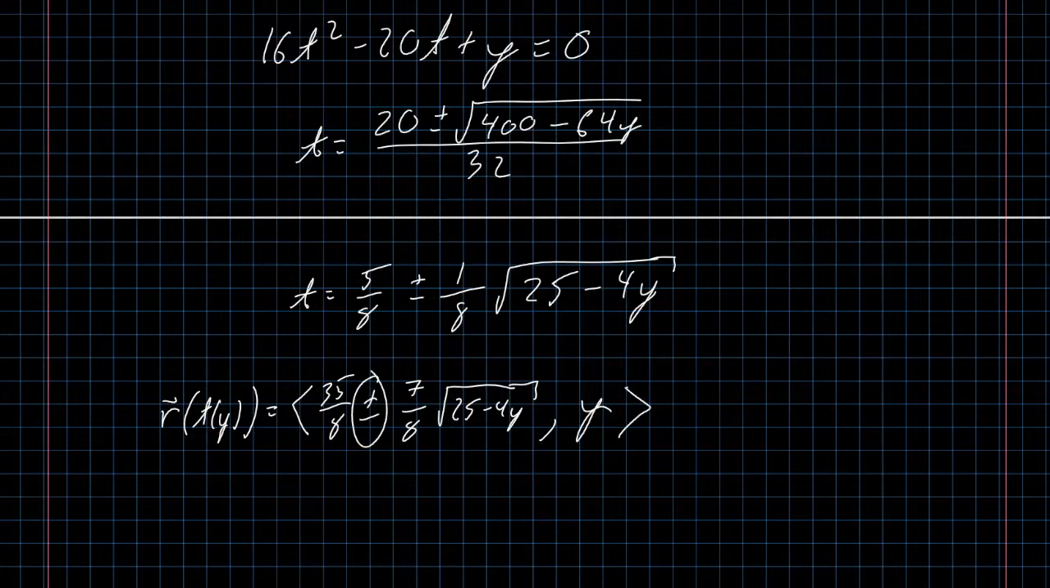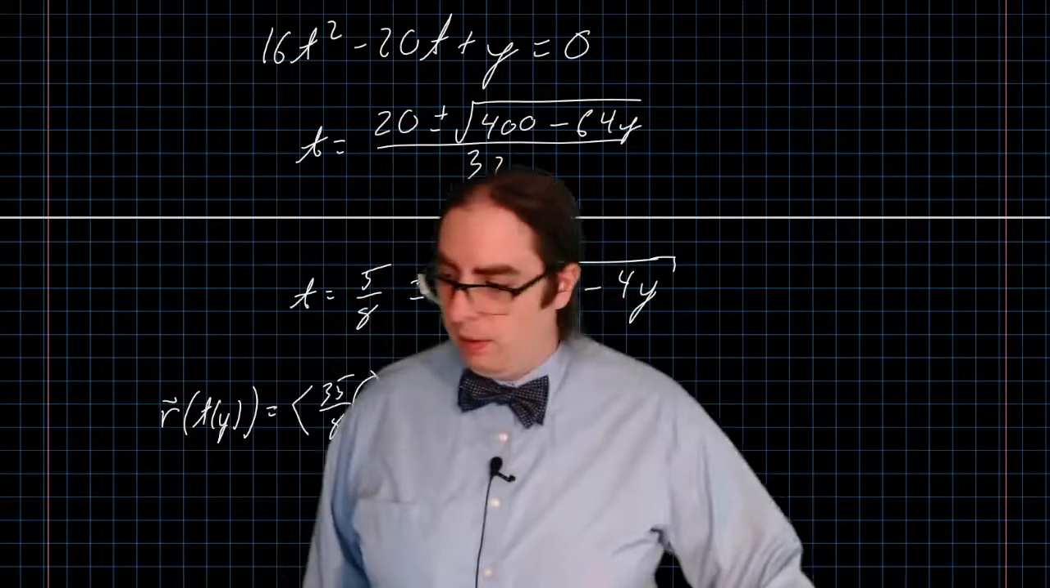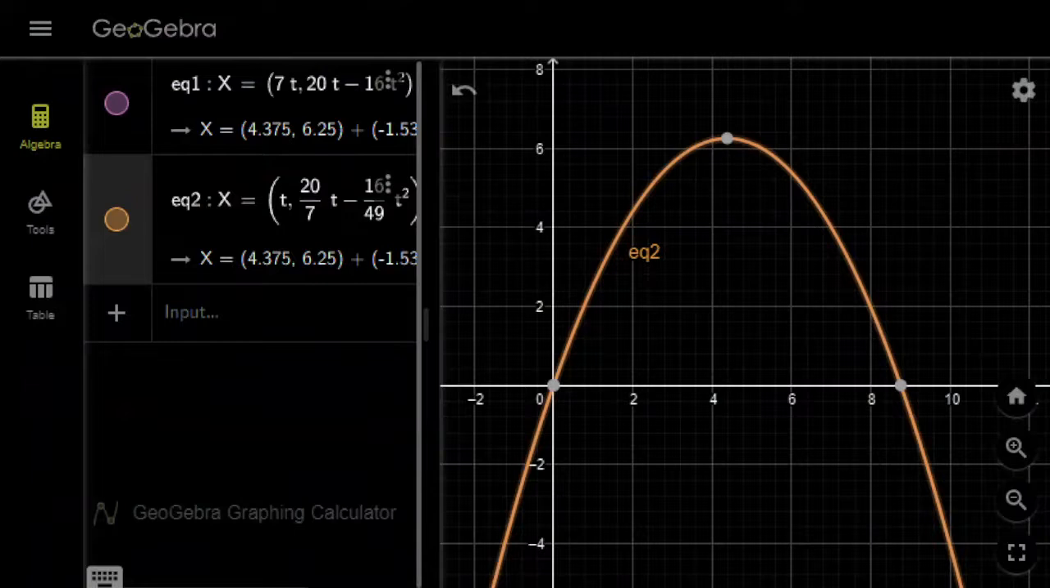Right? But here we have a problem. This is not a function. We have a plus or minus. And so when I go over to GeoGebra and I try to graph this thing, again, whoops, that's the wrong button. That's the one I was looking for.